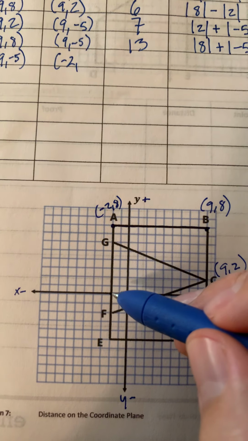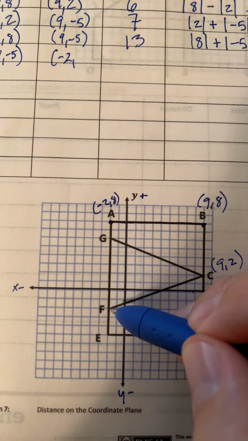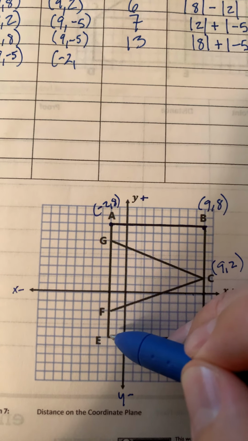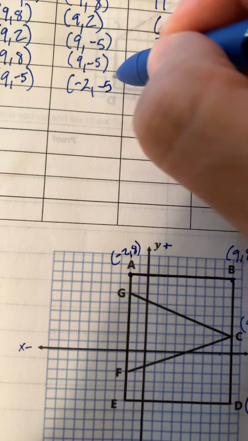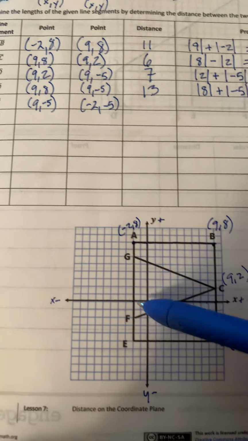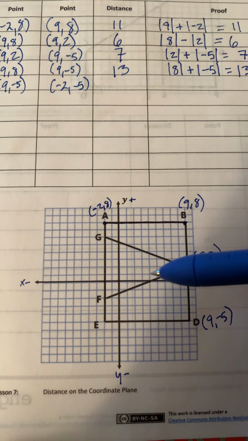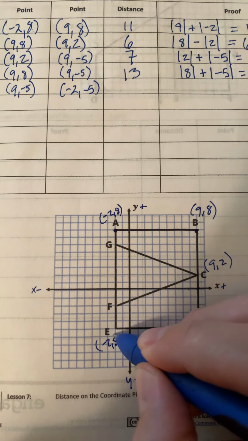And then I'm going to count down. 1, 2, 3. Okay, I'm going to do it again. 1, 2, 3, 4, 5. And it's on the negative y's, so it's -5y. Okay, and I can count the distance between D and E. So this one is -2, -5, this point E.